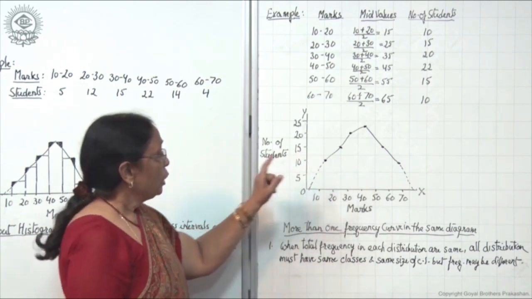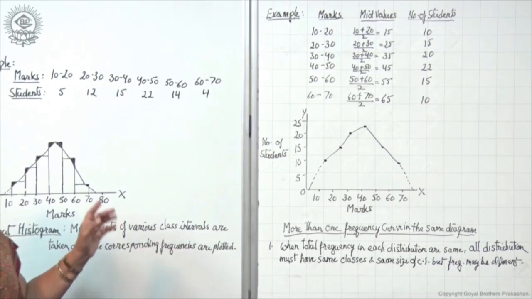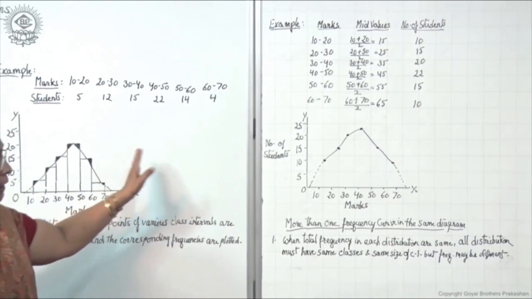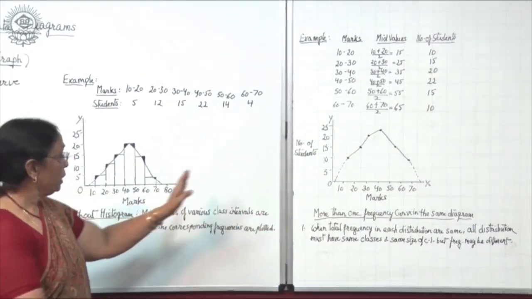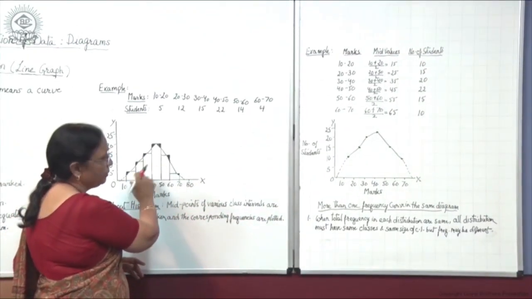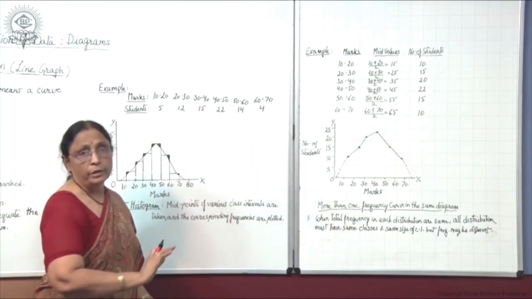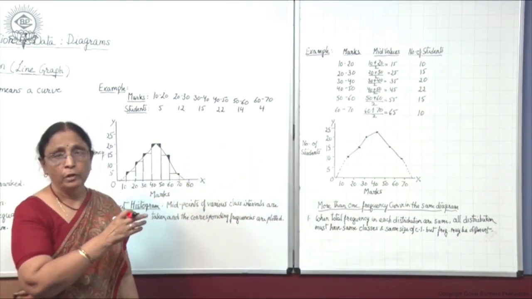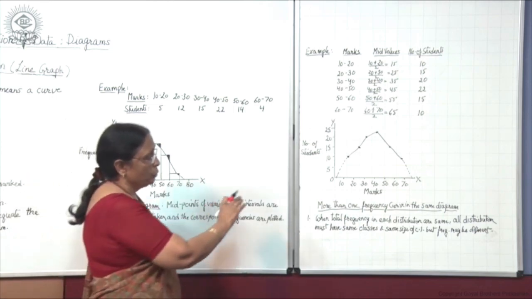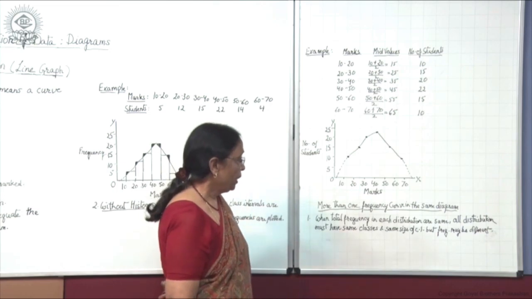Okay children, so this way you have learned two ways of drawing frequency polygon. One was with histogram, another is without histogram. You can compare both. Here the diagram is with the help of histogram, but the curve is also like this, and here also the curve is drawn with the help of plotting points. So this way both the diagrams are drawn.